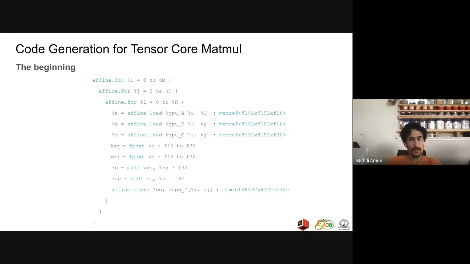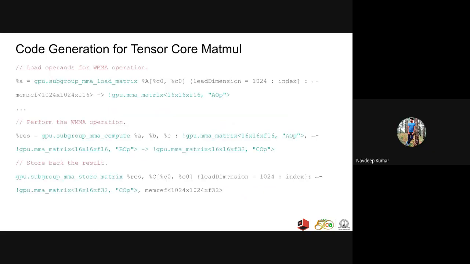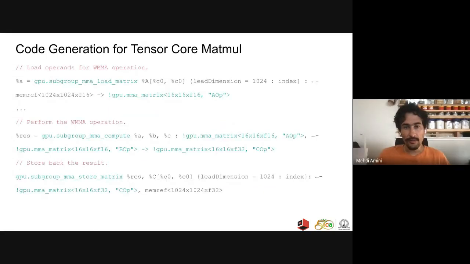So there is a question on the chat. I'm going to read it out loud for everyone. Prashant asked, I wonder if the layout of matrices in shared memory is different to what is required by Tensor cores. And if so, how do you handle that in your overall flow?